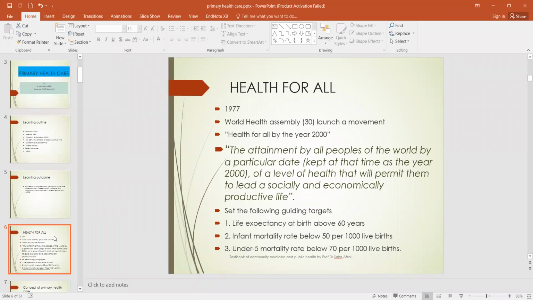Health for All. In 1977, the World Health Assembly launched a movement, Health for All, by the year 2000. The mission statement is the attainment by all people of the world by a particular date of a level of health that will permit them to lead a socially and economically productive life. And they set three guiding targets: life expectancy at birth above 60 years, infant mortality rate below 50 per thousand live births, and under 5 mortality rate below 70 per thousand live births.